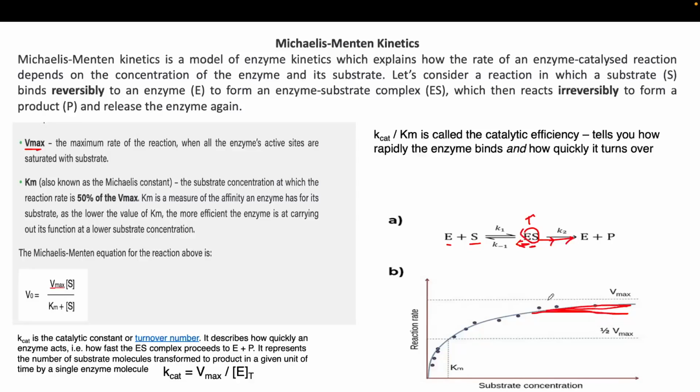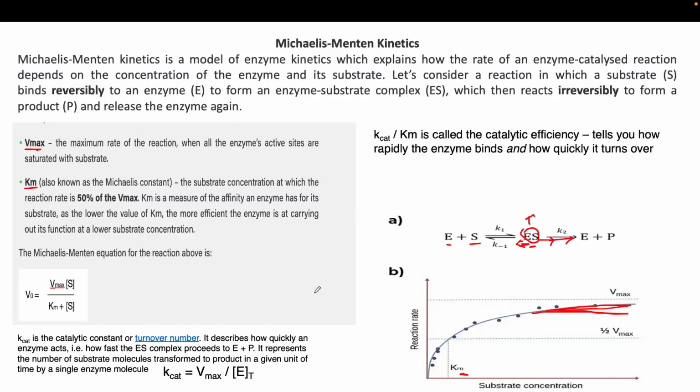Okay, and the second thing is the Km, which is more important. It is also called the Michaelis constant. Here you can see this is the Km, the Michaelis constant. So what is the meaning of the Michaelis constant?